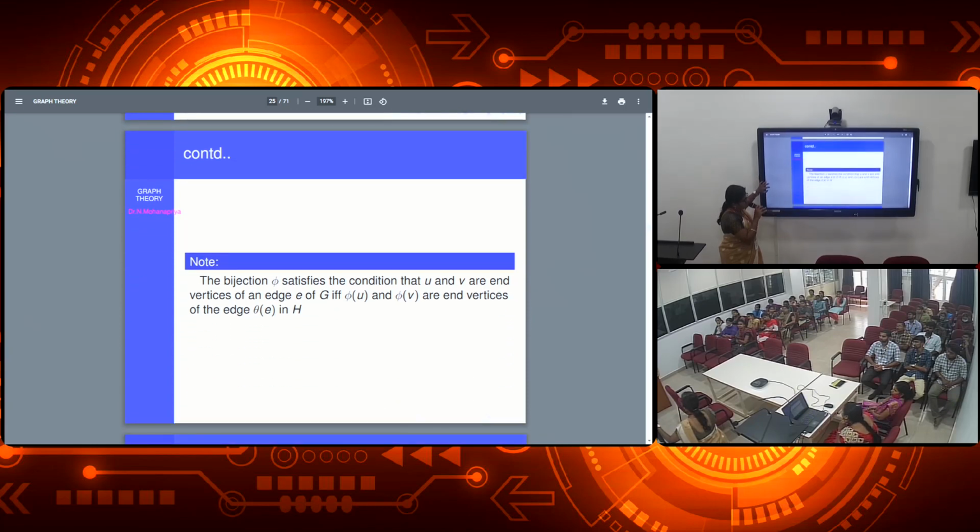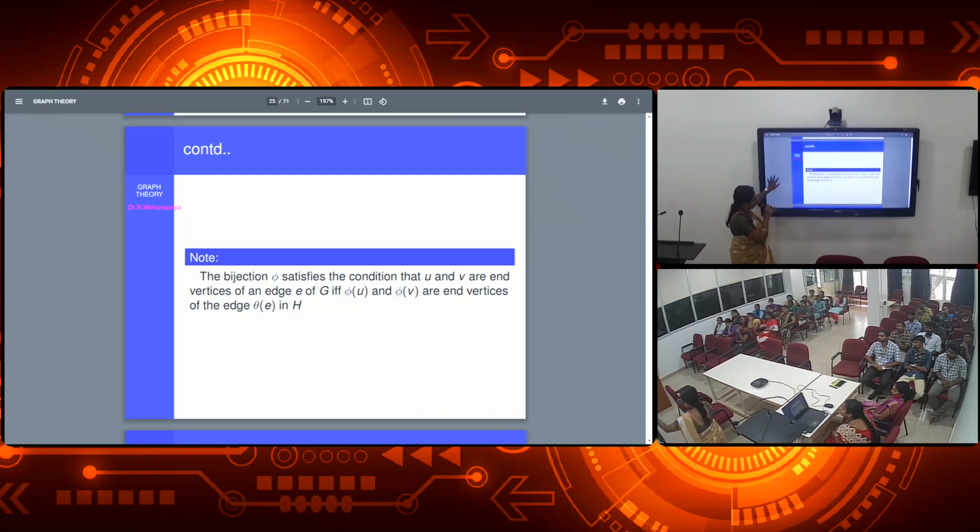So this is a simple note on isomorphism of a graph. That is, the bijection pi satisfies the condition that U and V are end vertices of an edge E of G if and only if pi of U and pi of V are the end vertices, as I said before.